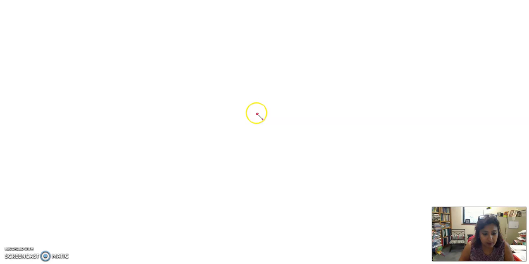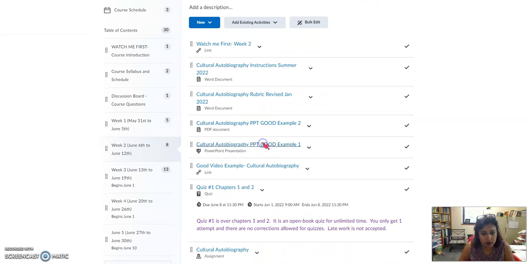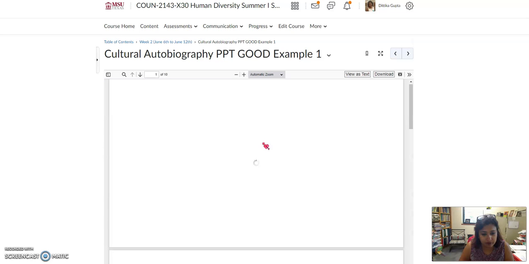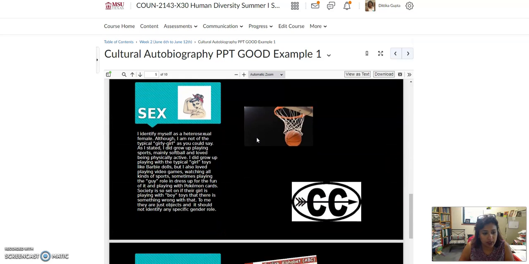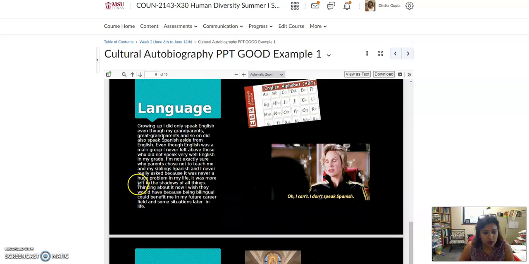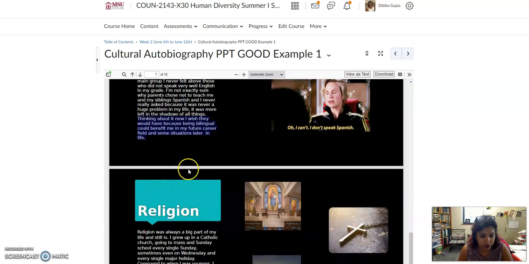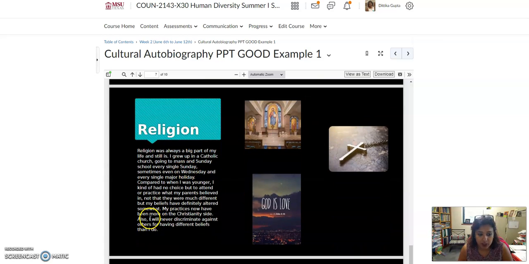Let me open up an example. I'll just open up the first one. So let's look at language. She talks about knowing that she is bilingual, and thinking about it now, she wishes she would have learned Spanish so that she could have benefited in her future and culture. Like in religion, she says, I will never discriminate against others for having a different belief than I do. You guys can read this and get more ideas about it. But these are some of the good examples that you have.